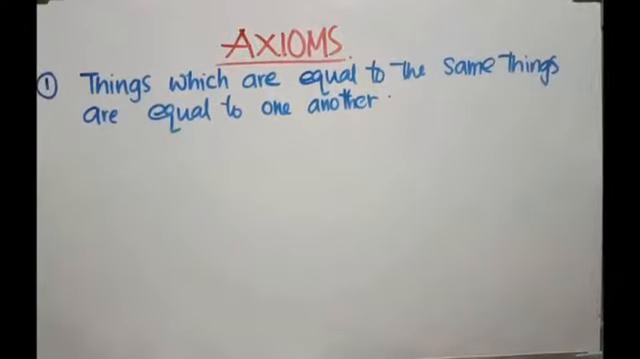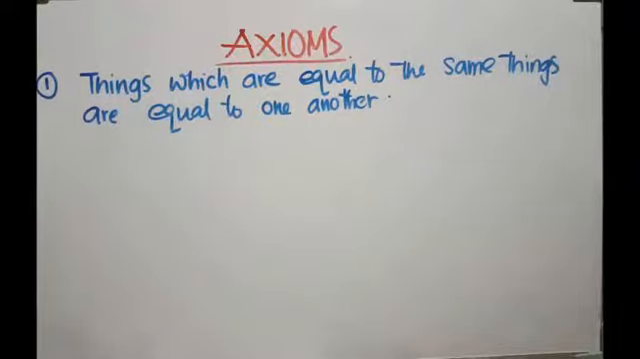Axiom number 1. Things which are equal to the same things are equal to one another. Or quantities which are equal to the same things are equal to one another. When you check this sentence, you can understand this is not only meant for geometry but for all mathematics. So what is meant by this sentence? Things which are equal to the same things.